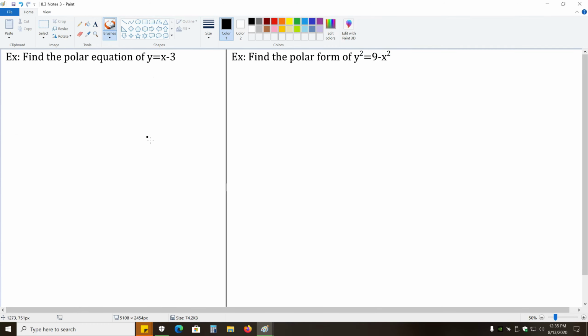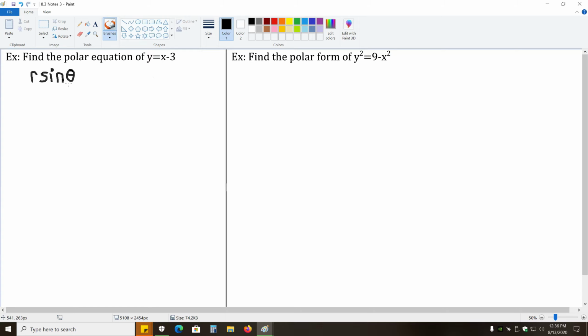Alright, now from here we're going to try a couple of problems of converting to the polar form from equations. So we want to find the polar equation of y equals x minus 3. And how can we do that? Well, when we find a polar equation, we're finding r in terms of theta. So we need to substitute r sine theta for y and r cosine theta for x, and then solve for r.